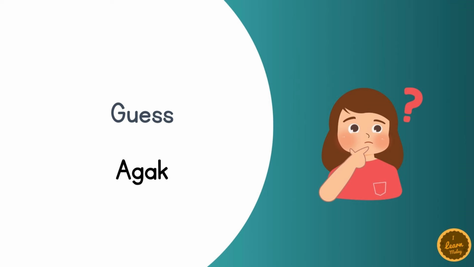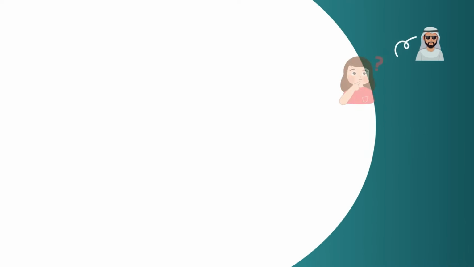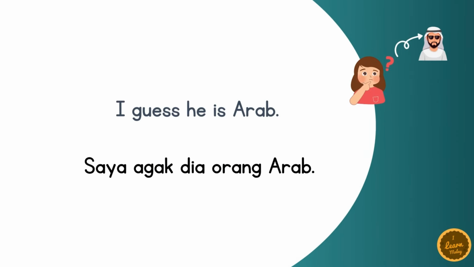Agak, to guess. Saya agak dia orang Arab. I guess he is Arab. Saya agak means I guess. Dia could mean he or she. Orang means people. Arab is Arab. Orang Arab means an Arab.